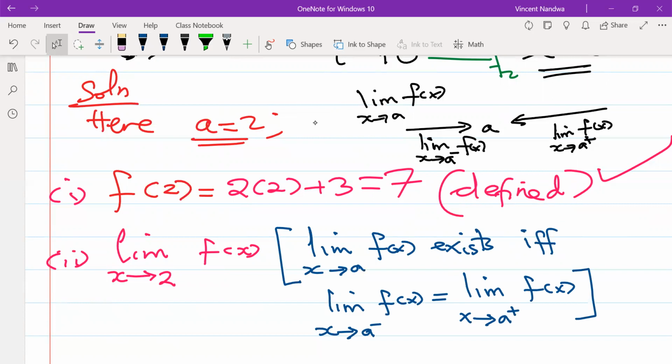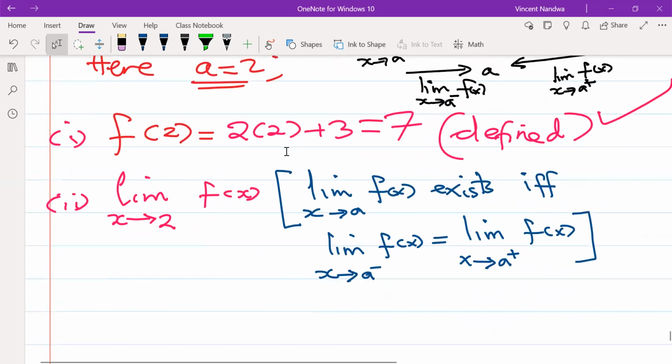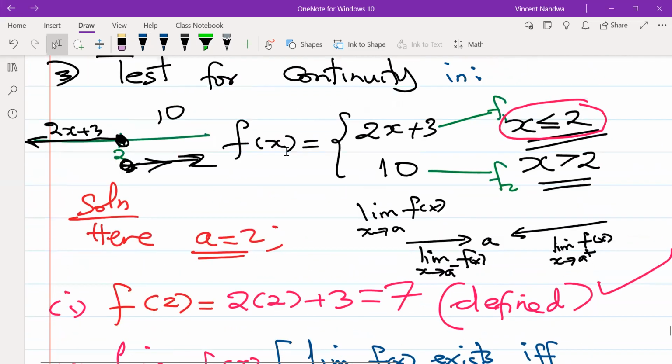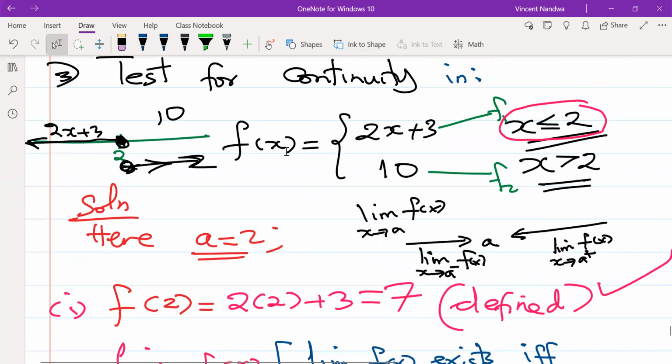So in this case, you're not just going to pick 7 or 10. You are not going to guess. You have to get the left-hand limit and also get the right-hand limit and see whether the two actually agree. Okay. So what is the left-hand limit?